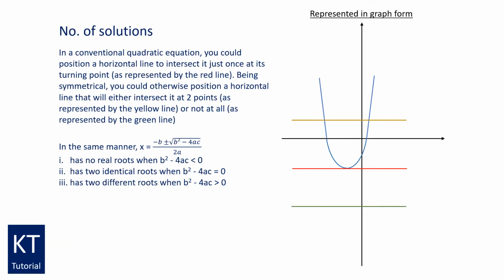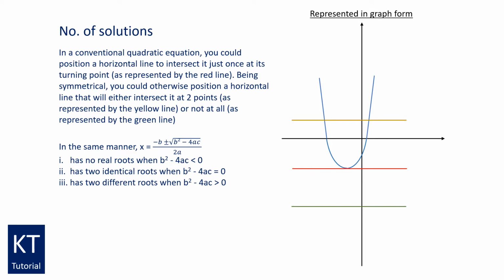Next, I'd like to talk about the number of solutions. In a conventional quadratic equation, you could position a horizontal line to intersect the graph just once, if done at its turning point as represented by the red line. The graph being symmetrical, you could otherwise position a horizontal line that will either intersect it at 2 points, as represented by the yellow line, or not at all, as represented by the green line.